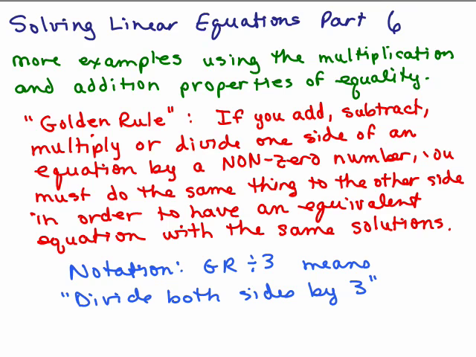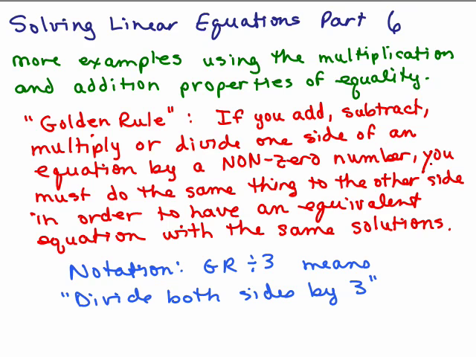We're going to continue solving linear equations using the multiplication and addition properties of equality. So this is part 6. Sometimes people refer to these properties as using the golden rule, which means if you add, subtract, multiply, or divide one side of an equation by a non-zero number, you must do the same thing to the other side in order to preserve the equation so that it still has the same solutions.